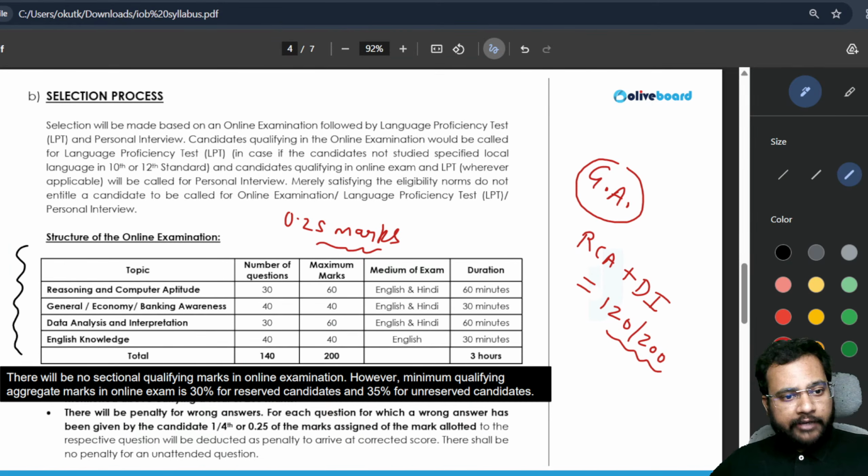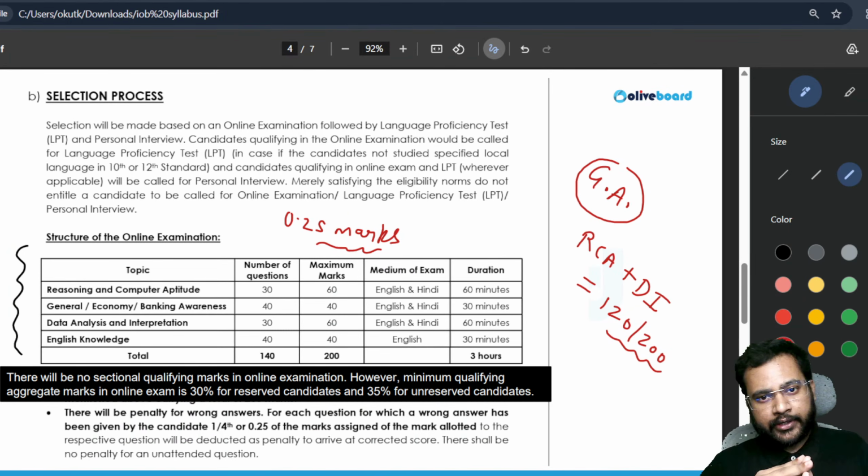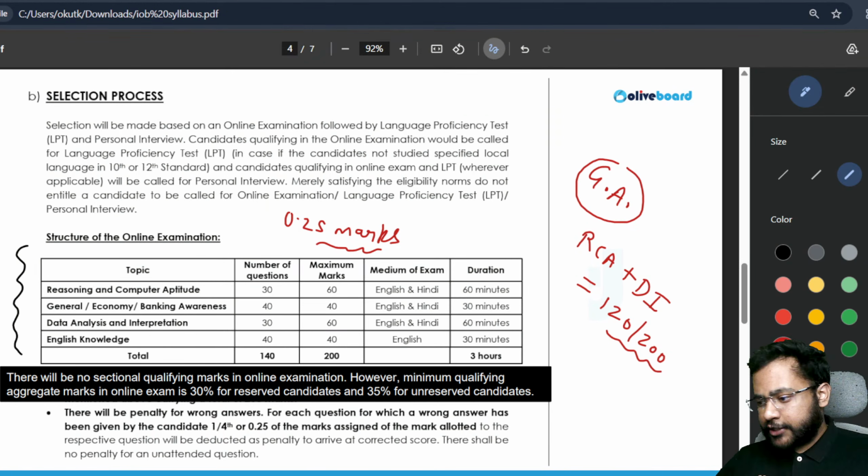Now, I believe a lot of students who are appearing for the IOB LBO, at least 50% plus, are non-working professionals, because a working professional criterion is not required here. If you do not have any past work experience, then also you are eligible for the examination. So I believe at least 50% of the candidates will be those who are not working.